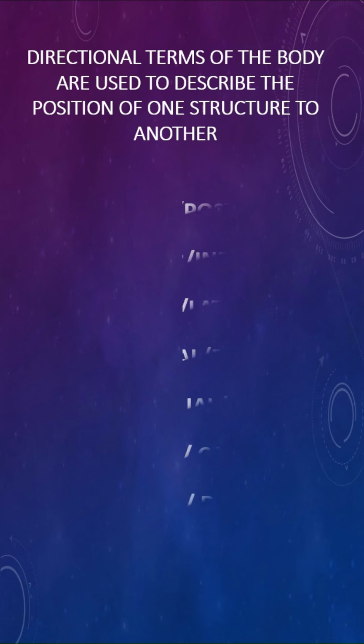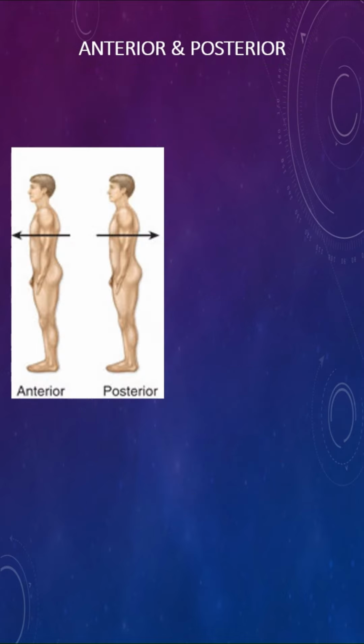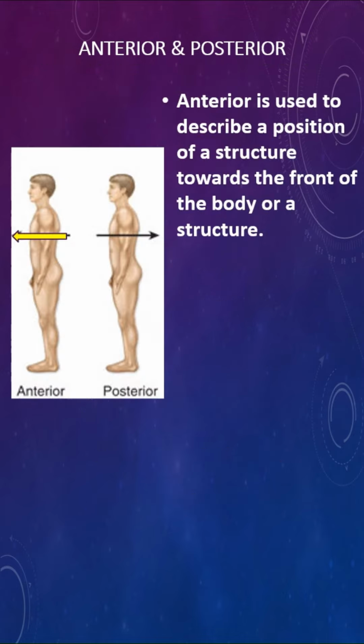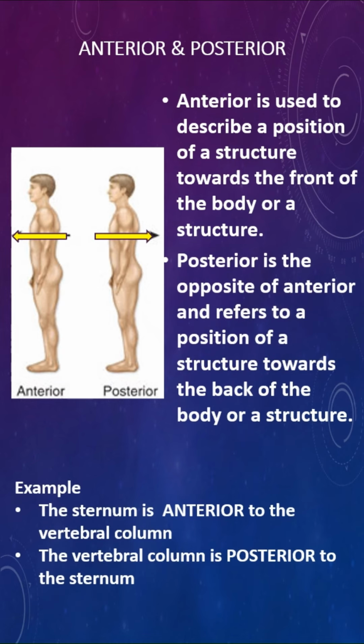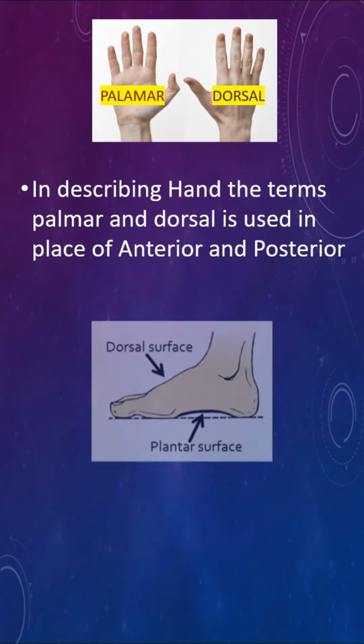Directional terms of the body are used to describe the position of one structure to another. Anterior is used to describe a position of a structure towards the front of the body or a structure. Posterior is the opposite of anterior and refers to a position of a structure towards the back of the body or a structure. In describing the hand, the terms palmar and dorsal are used in place of anterior and posterior.